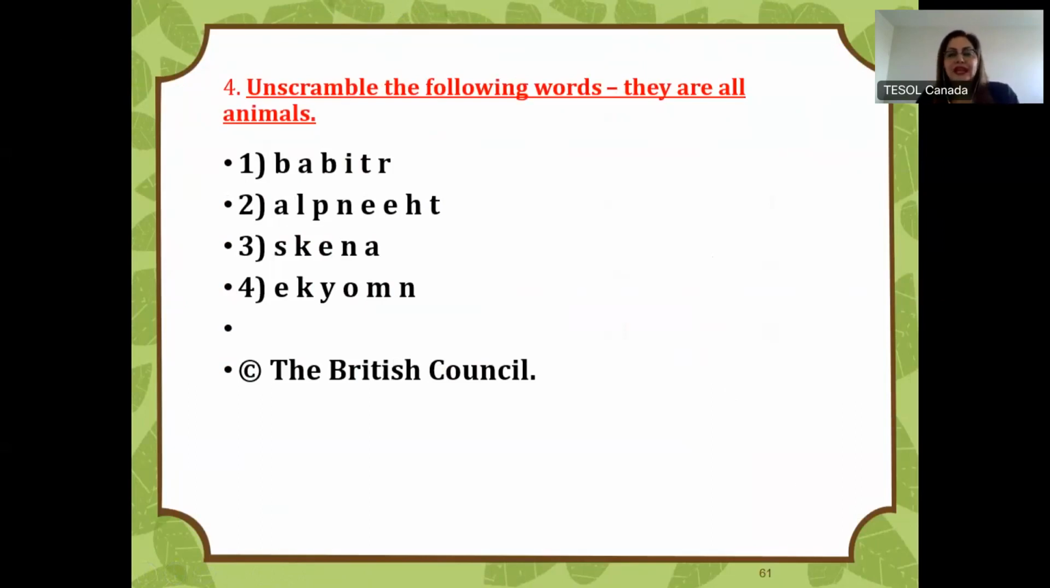You can make it even a game. So who can say it faster, or who can write it faster, who can run to the board and write it faster. Give them exercises in your online classes, who can write it on the board in your online classes. So unscramble.